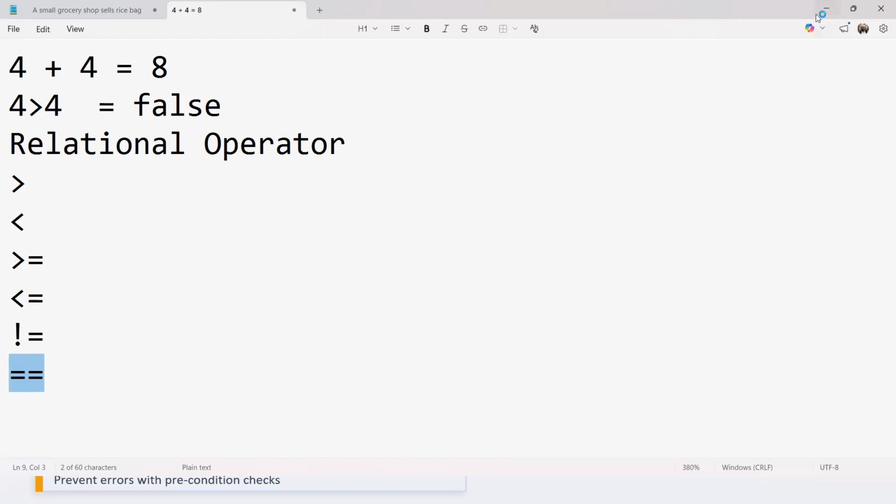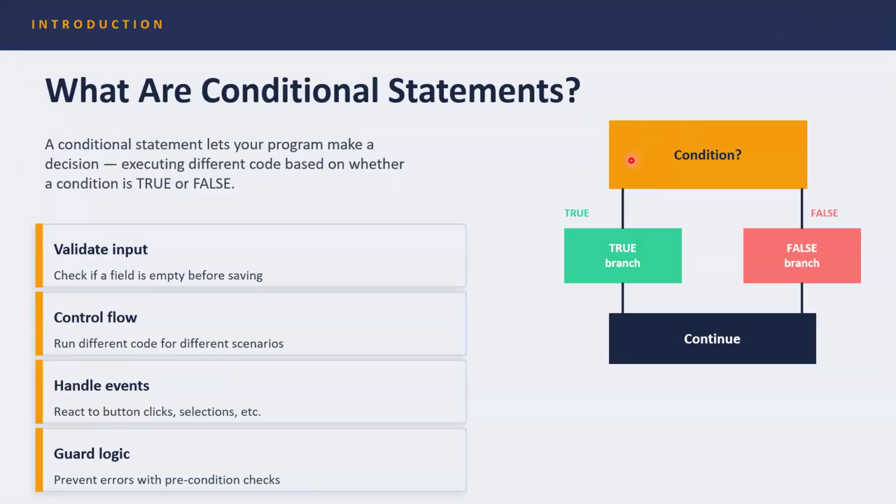So everything in the condition here would be a relational operator, comparing two things. In that, we are going to evaluate inputs, check if the fields are empty before saving, control statements, checking different scenarios, error handling, making sure the exact thing is done, code guard. All of these are things in which we use the conditional statement to evaluate and do.